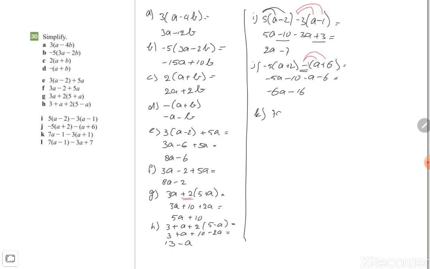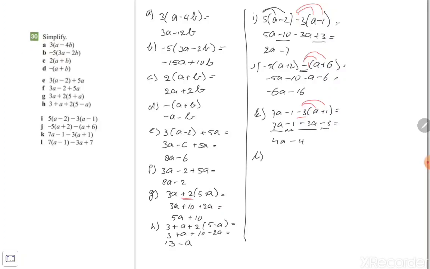K. 7A minus 1 minus 3 inside brackets (A plus 1). First, we're going to multiply out the brackets, so we're going to copy 7A minus 1, and then you need to multiply the minus 3 in front of the brackets times A, and the minus 3 times 1. So you get minus 3A, this is a minus, and minus 3 times 1 is minus 3. Then 7A minus 3A is 4A, and minus 1 minus 3 is minus 4.